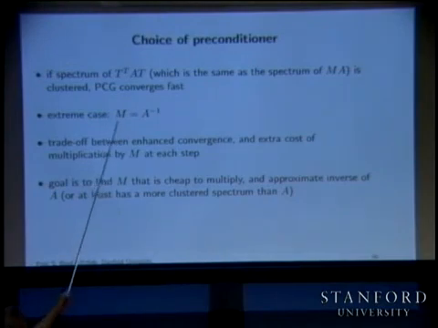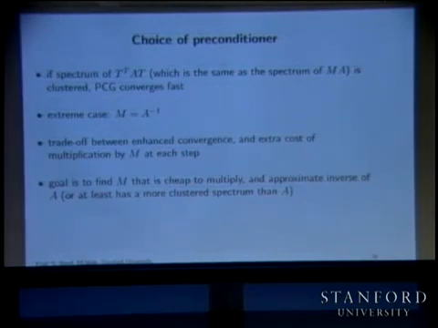Here's one choice. How about this, the inverse? That'll do it because now the eigenvalues of MA are all 1. CG takes one step because the eigenvalues are all 1. It's kind of stupid, though, because you actually then have to invert the matrix or something like that. So that doesn't make any sense.